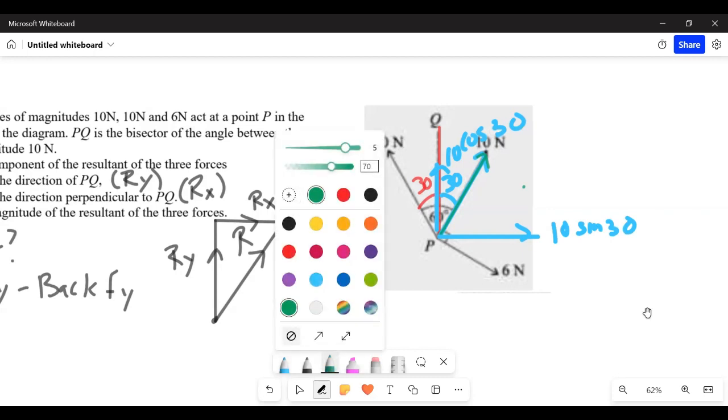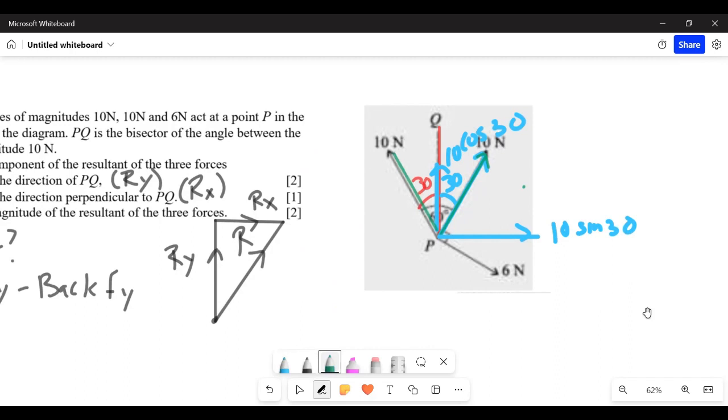Now let's look at the other 10 Newton force, this one. Again, I'm going to use this triangle, the upper one. So this component is going to be the sine component, the opposite component. That's 10 sine 30, and that also I'm drawing here at P. So that's 10 sine 30 again. And the up component is 10 cos 30, so another 10 cos 30 upwards.